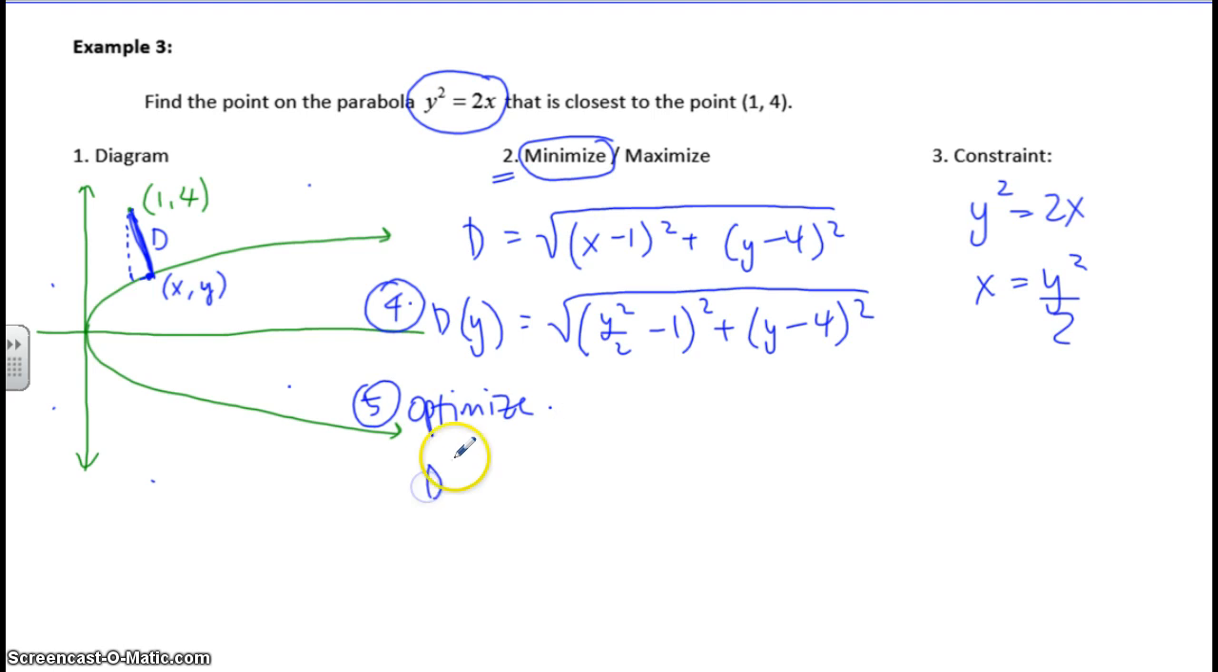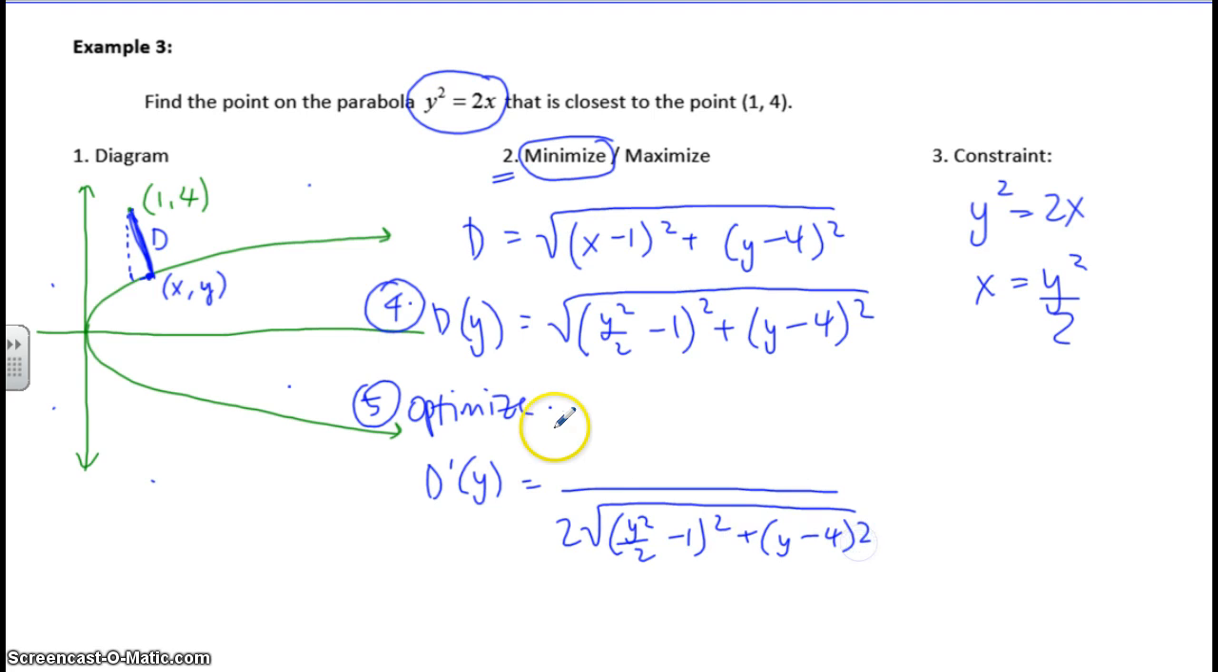Right? So I am going to take the derivative. And in 4 minutes, I'm going to do this pretty quickly. So 1 over 2, the derivative of this full outside. Right? And then I'm going to take the derivative of this inside function. So 2 times (y squared over 2 minus 1) to the first power times the derivative of the inside, which is y, plus 2 times (y minus 4), derivative of the inside is just y.